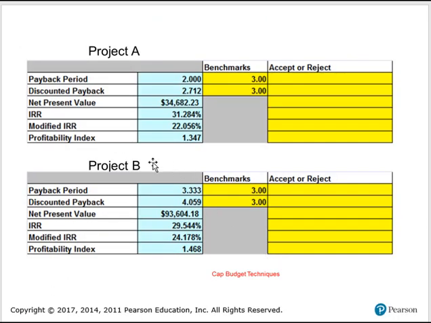So for this example, you see the modified internal rate of return for A is 22%, and for B it's 24%. So in this case, the modified internal rate of return and the net present value agree with each other. Now, I'm not going to tell you that this necessarily will always be true, but it takes care of some of the challenges we had with the internal rate of return.